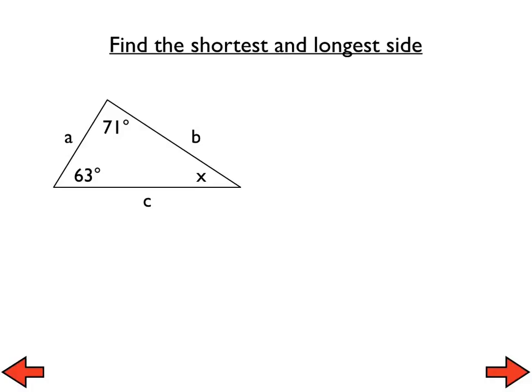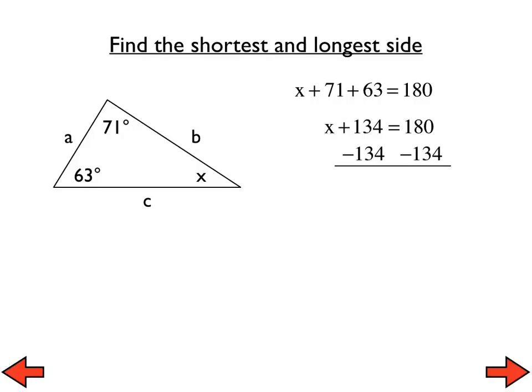Right, there's one missing. So let's solve for the missing one first. I know that all 3 of them have to be 180 together, so I have to set up my equation. X plus 71 plus 63 equals 180. Solve for x. 71 plus 63 is 134. Subtract 134. X is 46. So I know now that the missing angle, measure of angle x, is 46 degrees.